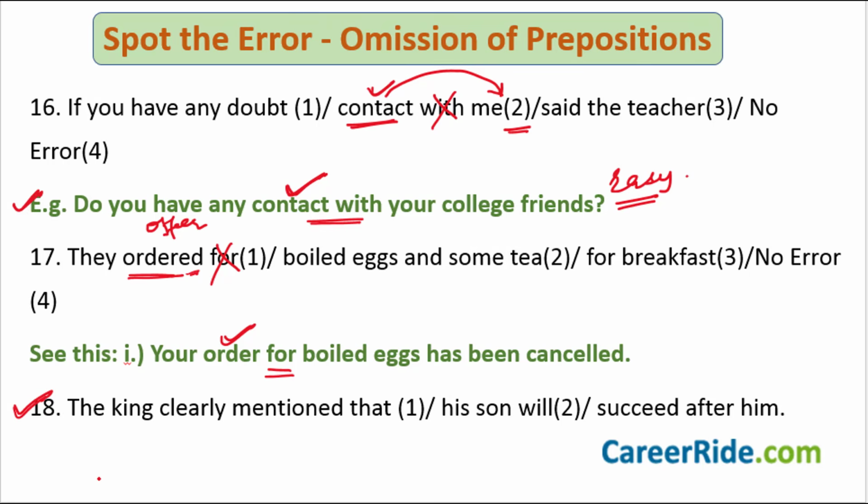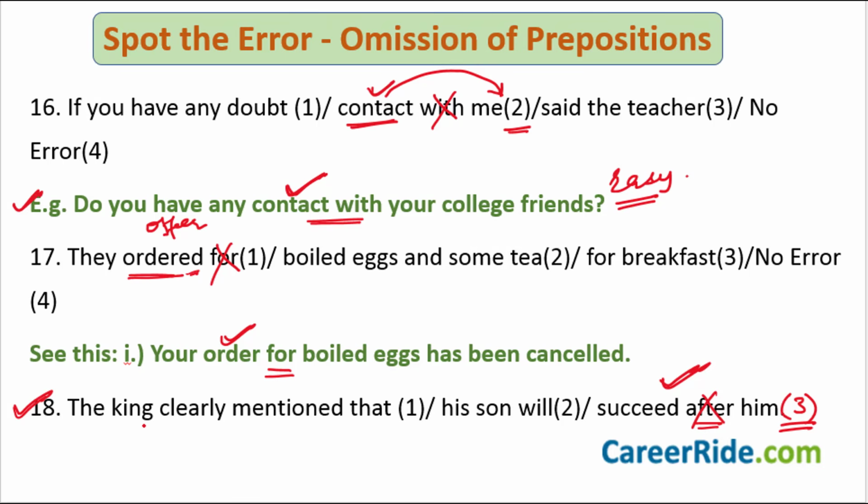Sentence number 18. The king clearly mentioned that his son will succeed after him. So this is the third part of the sentence. Okay. No error is missing, but let's not pay attention to that. Okay. The king clearly mentioned that his son will succeed after him. Where does the error lie? Can you find out? It is this third part that's a mistake here. Why? Because this word succeed, it in itself carries the word after. It will come after it. Something will happen after that. Okay. So it should simply be the king clearly mentioned that his son will succeed him. This after should not be here. So this third part of the sentence is a mistake here.